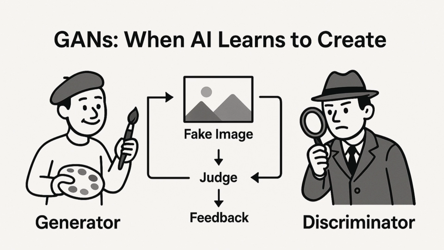The forger is called the generator. Its job is to create fake images, like fake paintings or photos, trying to make them look as real as possible. The detective is called the discriminator. It looks at both real and fake images and tries to tell them apart.